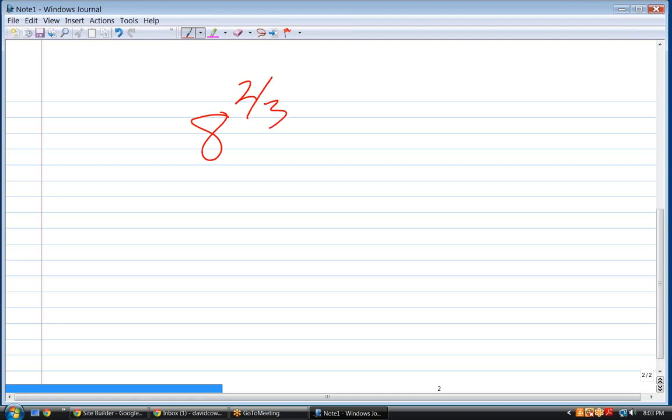8 to the 2/3, yeah, that could be one of them. This you can do without a calculator. Always do the bottom first. So we take the cube root of 8, which is 2, and then we square it. So that's equal to 4. And all the ones you're getting at this level of math are going to be perfect numbers like this. Most likely, at least.